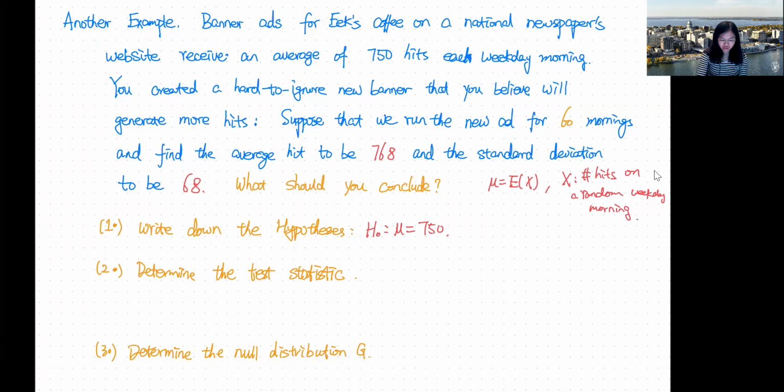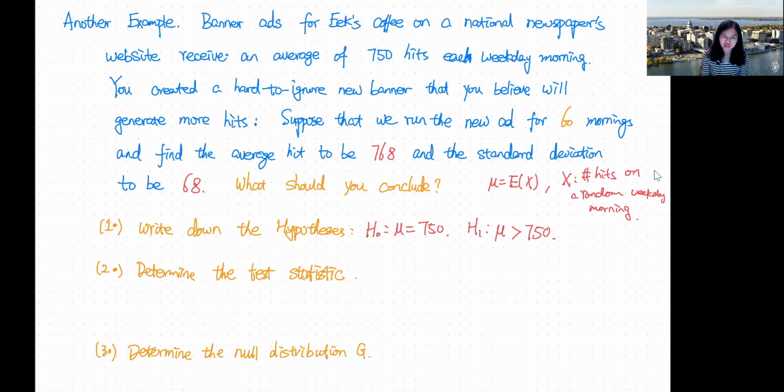So that is your null hypothesis. And for alternative hypotheses, you want to think about what you actually want to prove here. You want to prove that the new banner improved upon the old banner. So therefore, your alternative should be mu being greater than 750. Now that's your null and alternative hypothesis.